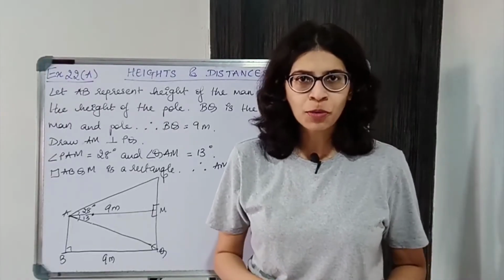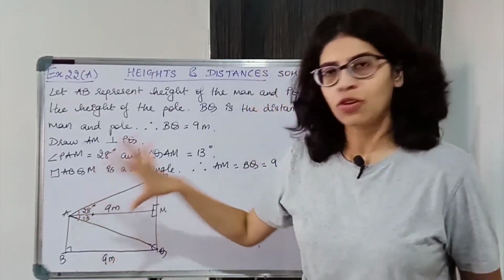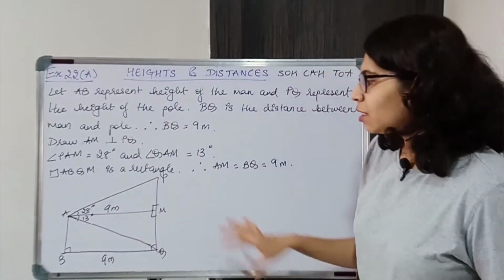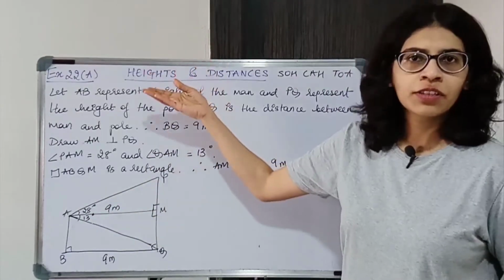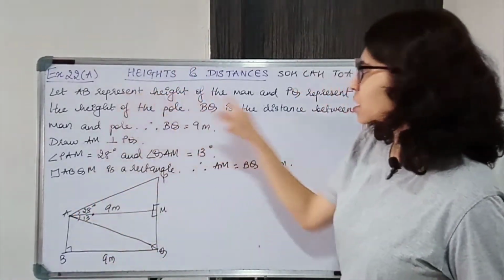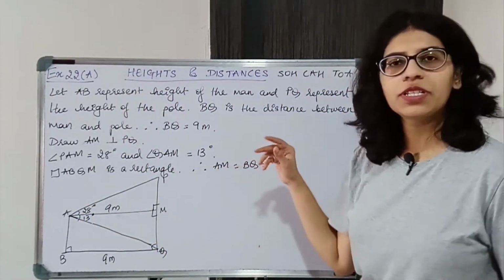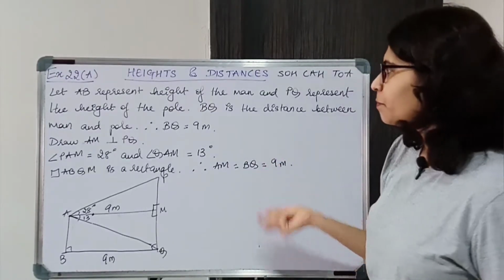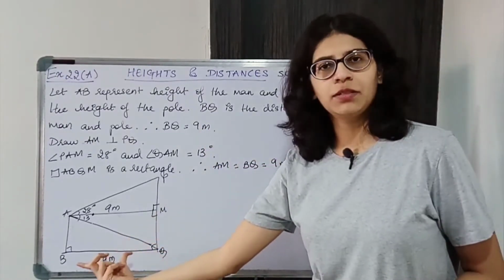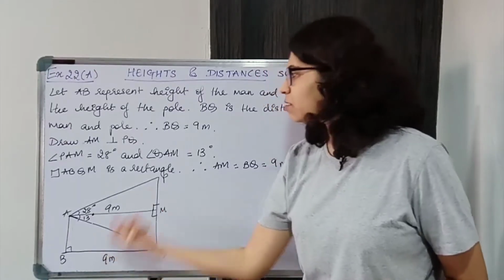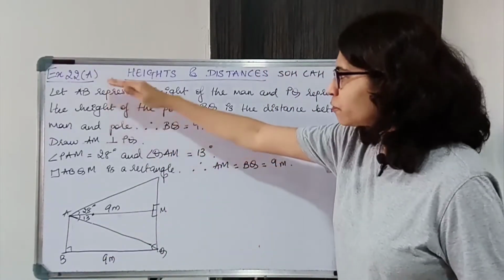Now you need to draw a proper figure. So draw the proper diagram. Okay. Now based on diagram, you just need to write down the given information. AB represents the height of the man. PQ represents the height of the pole. Okay. And BQ is the distance between the man and the pole. So BQ will be 9 meters. Okay. You can include this information in given part.